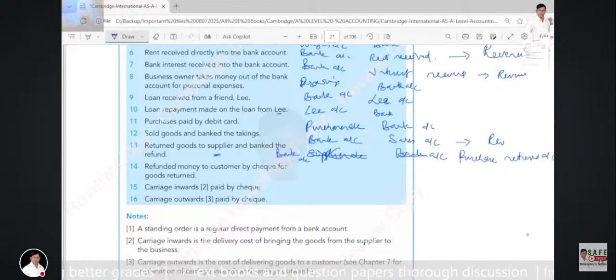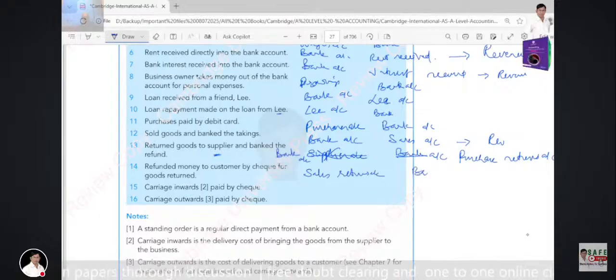Refund money to customer by check for goods return. So this is sales return. When we have sold the goods, but we have received them back, it is exactly the reverse of sales. Sales return, and we will credit bank because money will go out.